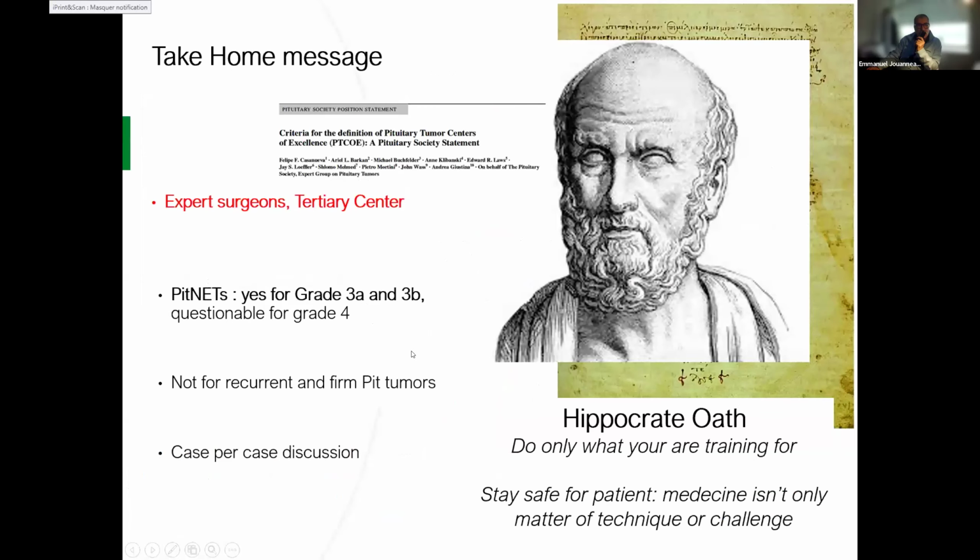So my take-home message was: cavernous sinus surgery, expert surgeon, tertiary center for PitNETs. It seems to be very interesting for grade 3 Knosp tumors, very controversial for grade 4. At least, it's not in all cases that you have to try this kind of approach. Not for recurrent or firm tumors, and it's a case-per-case discussion in a referral center. Thank you.